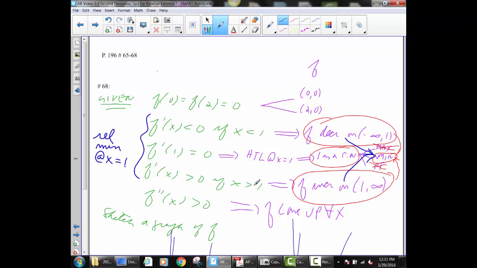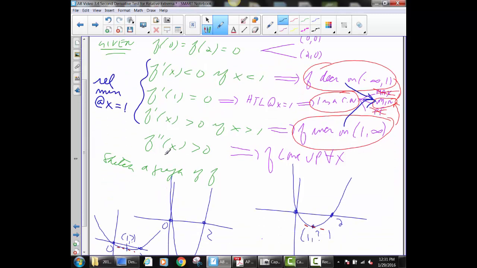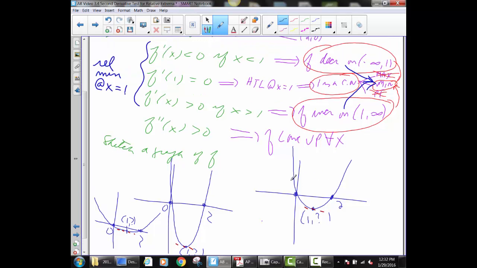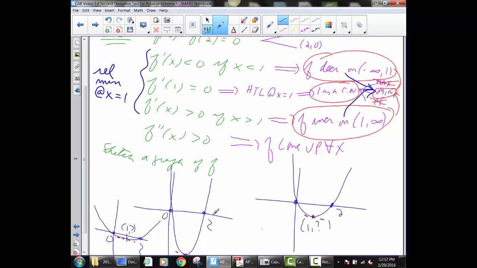The first derivative is positive to the right of 1, which means f is increasing to the right of 1. And now is when you can make a decision. If it's decreasing on the left of 1 and increasing on the right of 1, it's got to have a relative min there. Second derivative is positive everywhere, means f is concave up everywhere. So any one of these graphs would suffice. They all go through the point 0, 2. They're all concave up everywhere. They're all decreasing on the left of 1 and increasing on the right of 1 and have a relative min at 1.